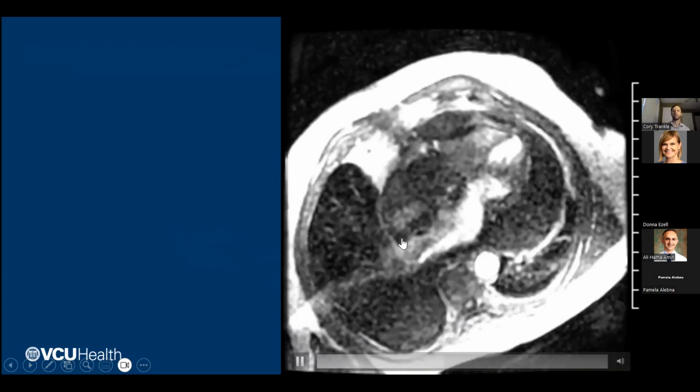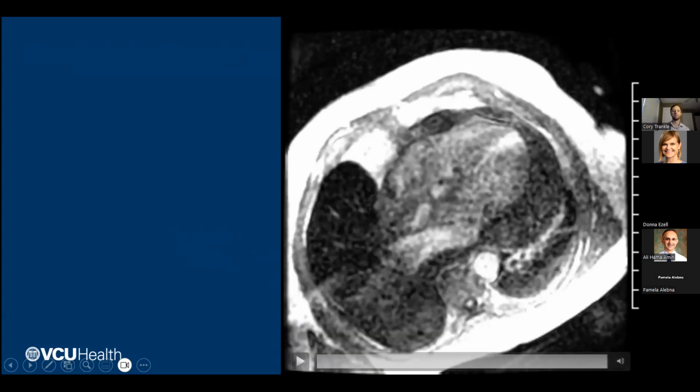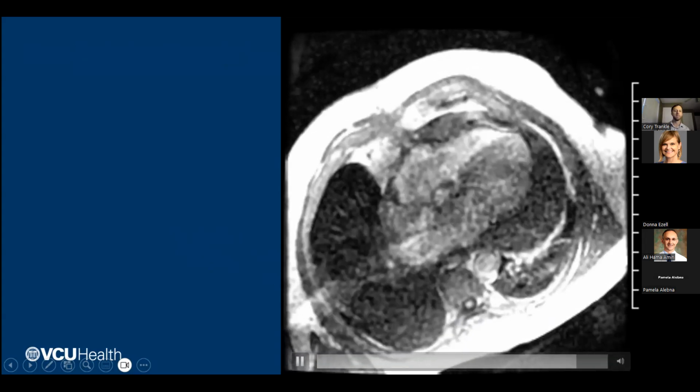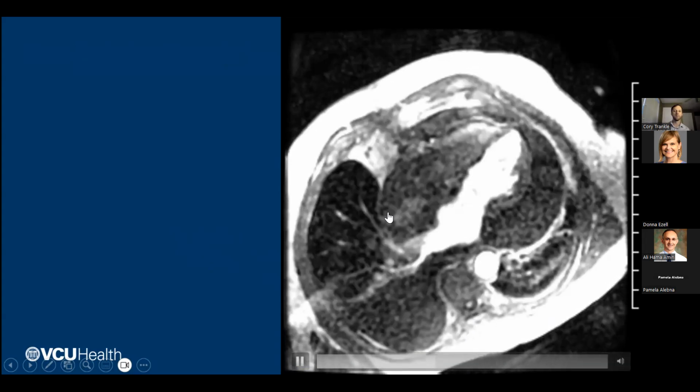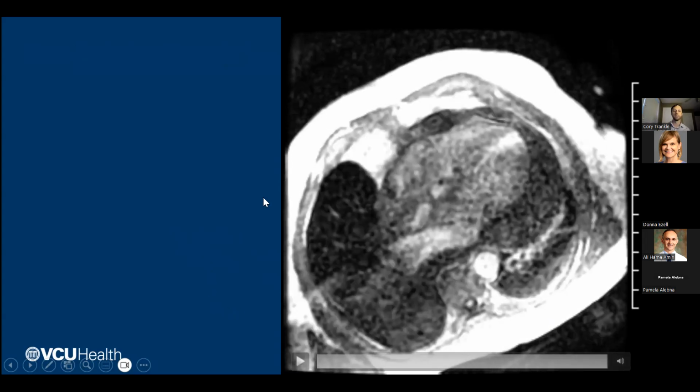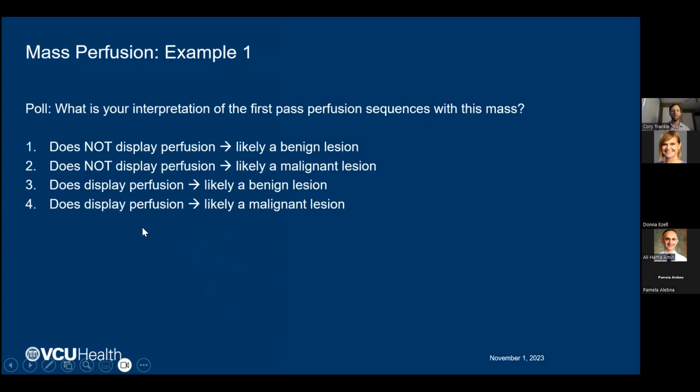And so here we are in the first pass perfusion, and you can see that after injection of the contrast, it does tend to brighten up serially with contrast. So the signal intensity starts to slowly rise. And so, yes, this ended up being an angiosarcoma. Okay, I answered the poll myself.